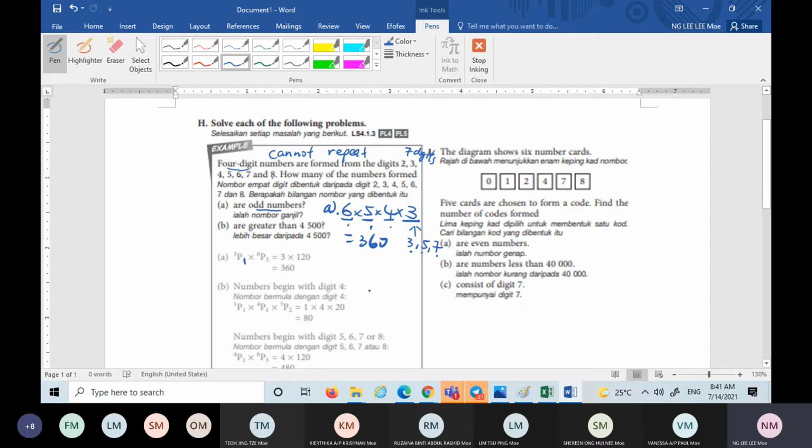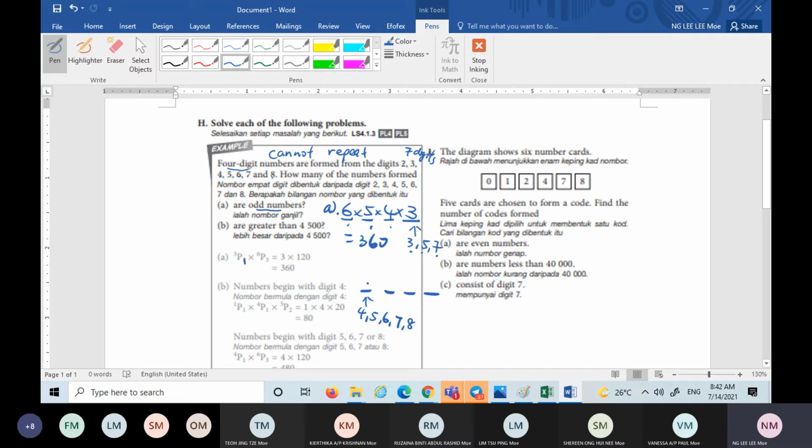4,500. Okay, so same thing. You draw out 1, 2, 3, 4. Okay, for the first digit, what do you have to put? If you want the number bigger than 4,500, you cannot put 2. You cannot put 3. You can put 4, 5, 6, 7, and 8.